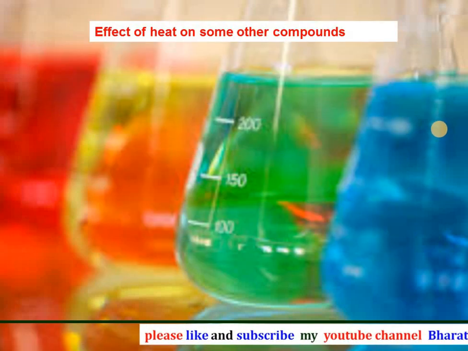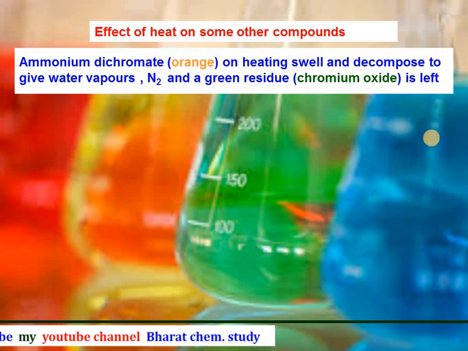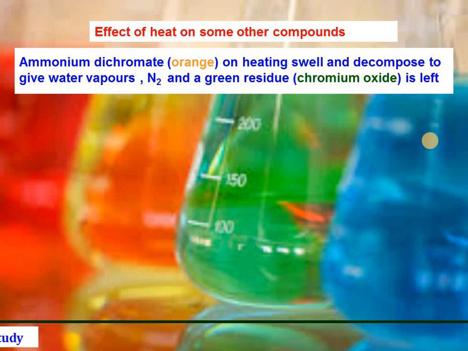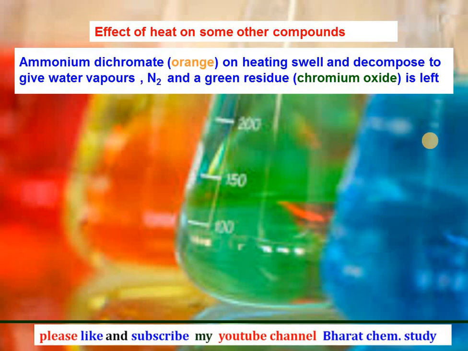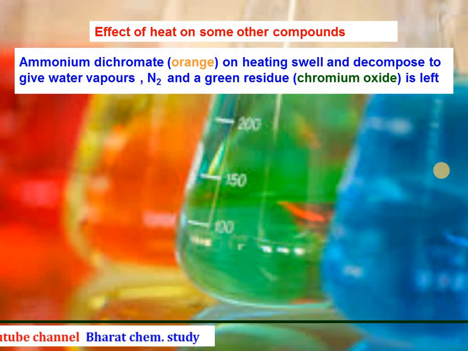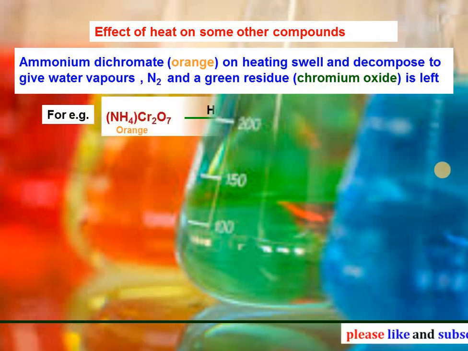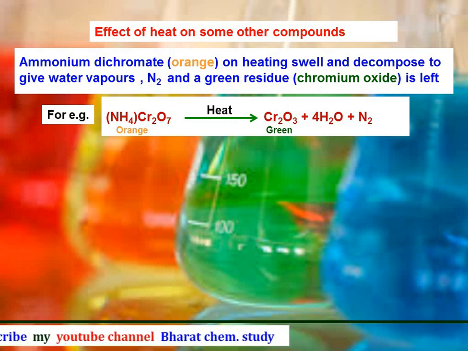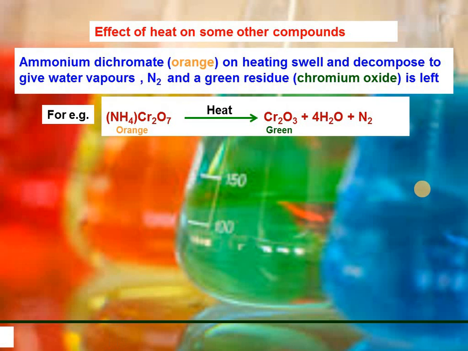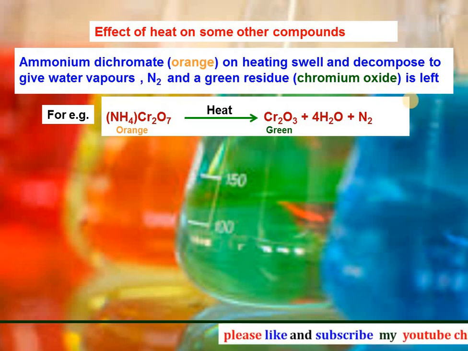Effect of heat on some other compounds. Ammonium dichromate, which is orange in color, on heating swells and decomposes to give water vapors, NO2 gas and a green color residue of chromium oxide. So the equation can be written as ammonium dichromate, that is orange in color, decomposes on heating to give chromium oxide, which is green residue, plus water plus NO2 gas.